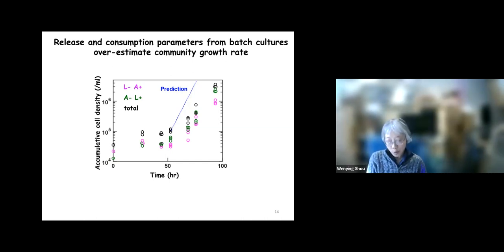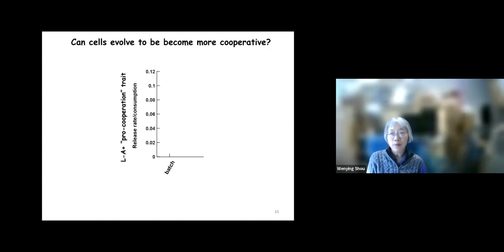And at that time Sam joined the lab, and we were asking some very simple questions. For example, can cells evolve to become more cooperative? Because the dogma says they will become more cheating; they will never become more cooperative. We were just curious. We were going to take evolved clones and compare them with the ancestor. The cooperativeness is mathematically defined as a release rate per consumption.